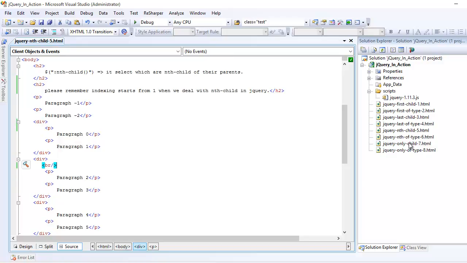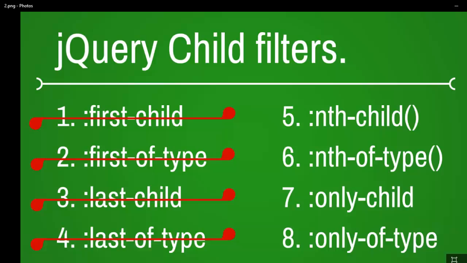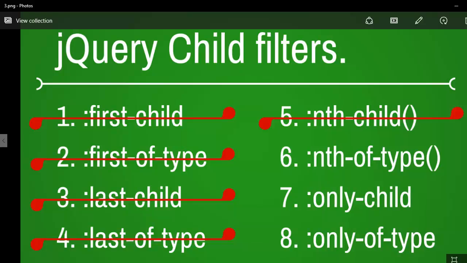In order to solve this problem, we go with nth-of-type, and that is in the next video. So let's see where we are. We are done with the nth child.